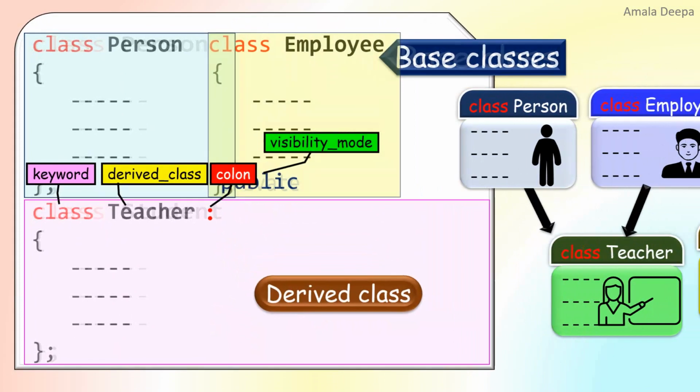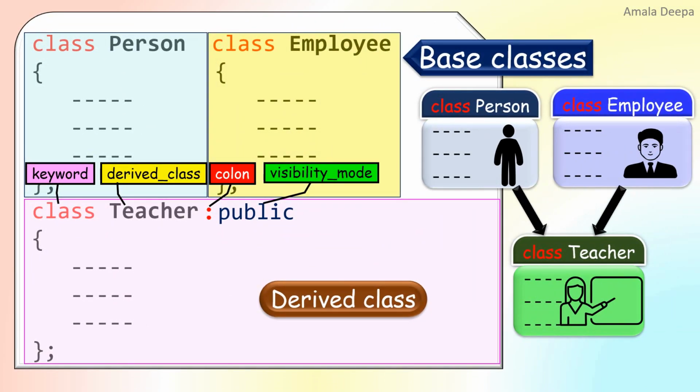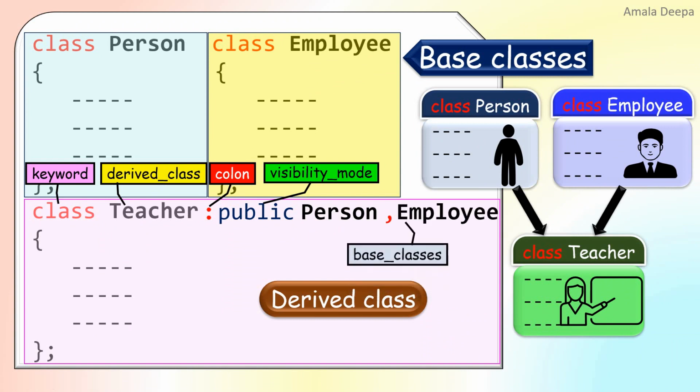In case of multiple inheritance, here I have two base classes, class person and class employee. So after the visibility mode, you have to mention the names of all the base classes separated by comma. Here the base classes are person and employee. So here I write person, comma, employee.